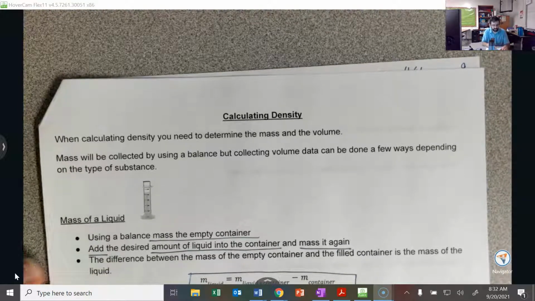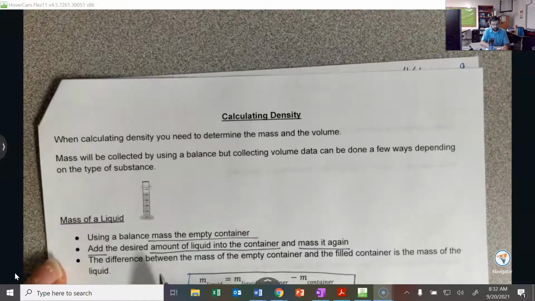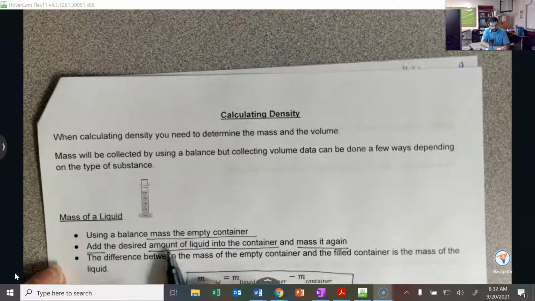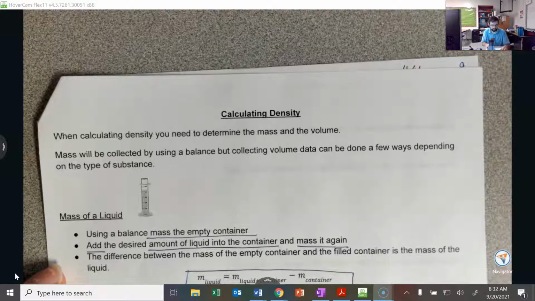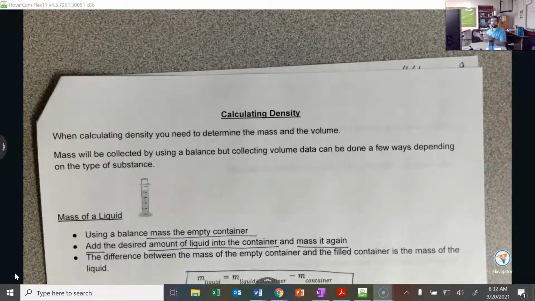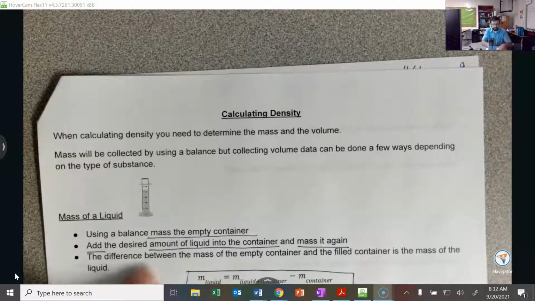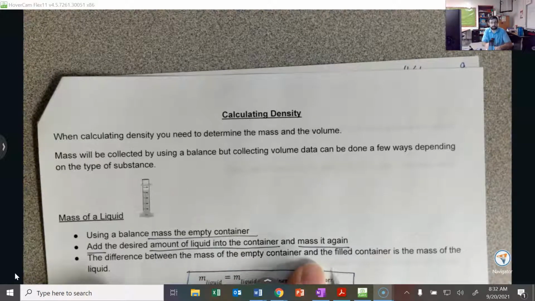You can find the mass of a liquid by using a balance, and you take the mass of the empty container. So we did this in a lab when we had a green liquid and the little bitty beaker was the empty container. You put that empty container on the balance and you recorded its mass in a table. And then we added the desired amount of liquid. We poured the little green liquid into the container and we took the mass again.